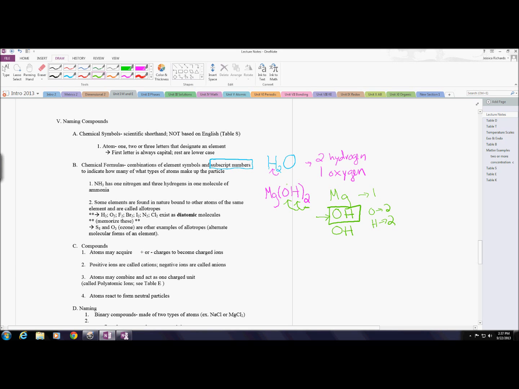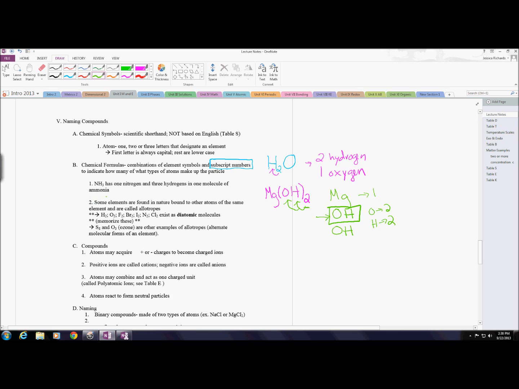Okay, so that's the total number of pieces. That's how we read the little subscripts. And the example here in your notes uses ammonia. 1 nitrogen and 3 hydrogens make up 1 molecule of ammonia. Ammonia happens to be a common name for NH3.